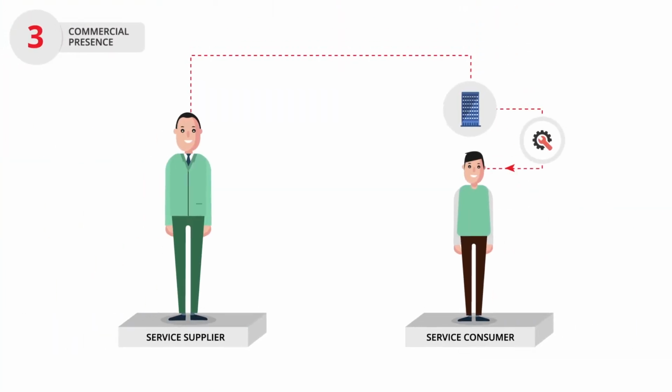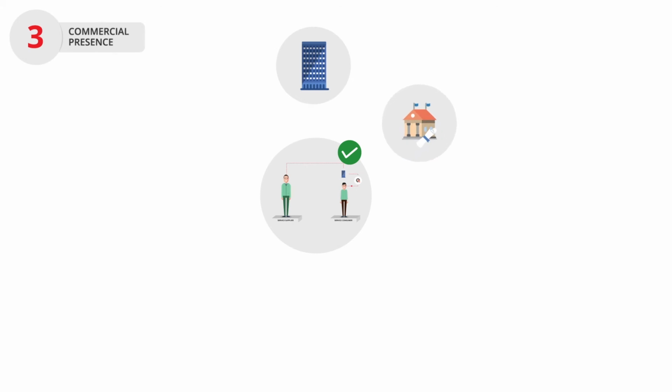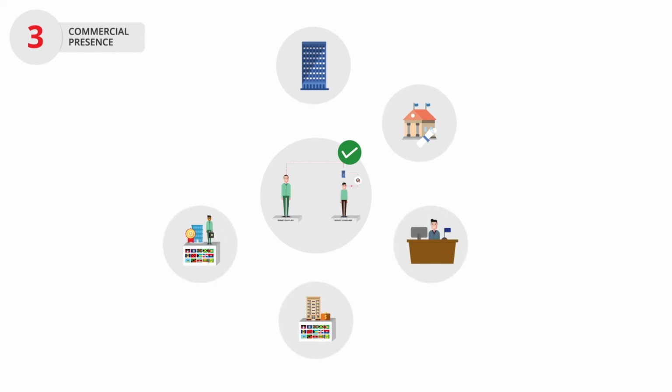Mode 3, commercial presence, refers to when a company or other legal firm owned or controlled by a European or CARIFORUM business or business person is registered in a CARIFORUM state, sets up an office or branch in a country in the other EPA region.